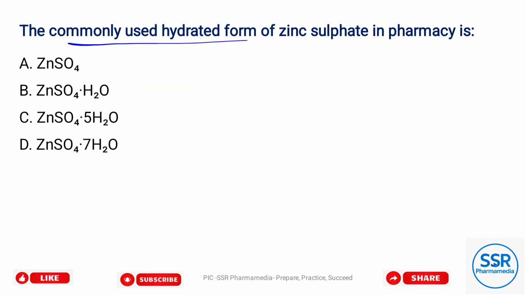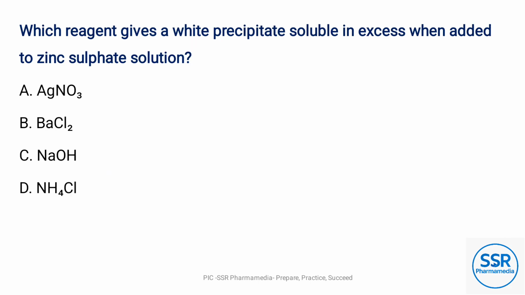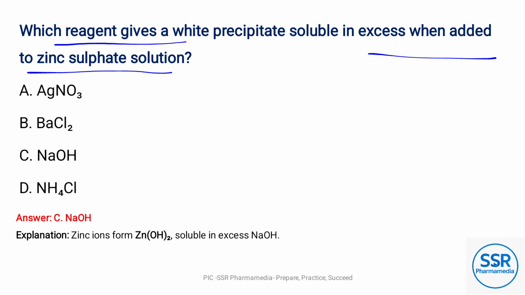The commonly used hydrated form of zinc sulfate in pharmacy is, option D, zinc sulfate 7H2O. Zinc sulfate occurs as a heptahydrate. Which reagent gives a white precipitate soluble in excess when added to zinc sulfate solution? Option C, sodium hydroxide. Zinc ion forms zinc hydroxide, soluble in excess sodium hydroxide.